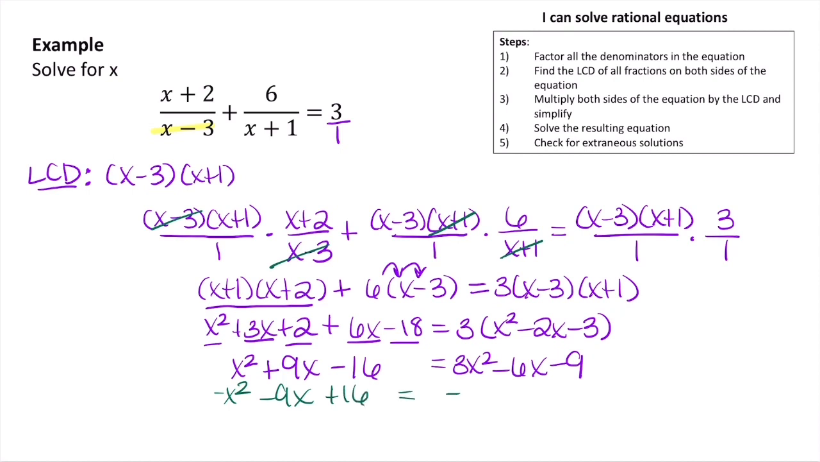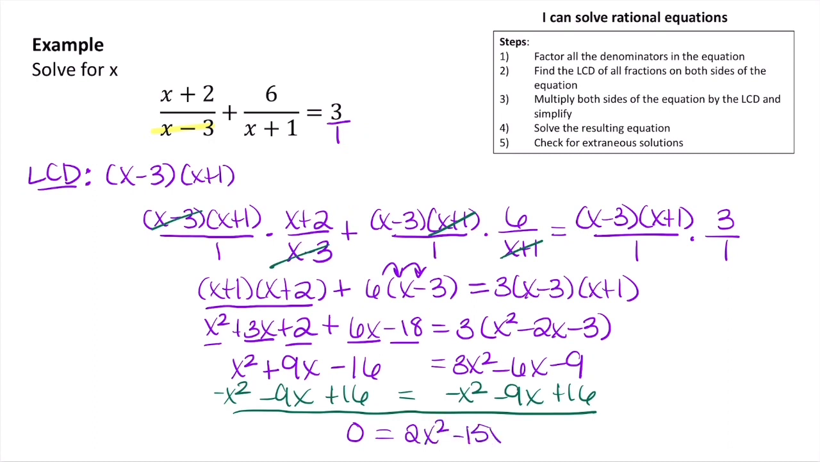Okay, so I'm going to go over here, minus x squared minus 9x plus 16. So let's go ahead and combine all these terms. On the left side, everything's going to cancel out, and I just have 0. And then on the right side, I have 3x squared minus x squared, so that's going to be 2x squared. Minus 6x minus 9x, that's going to be minus 15x. Minus 9 plus 16, that's going to be plus 7.